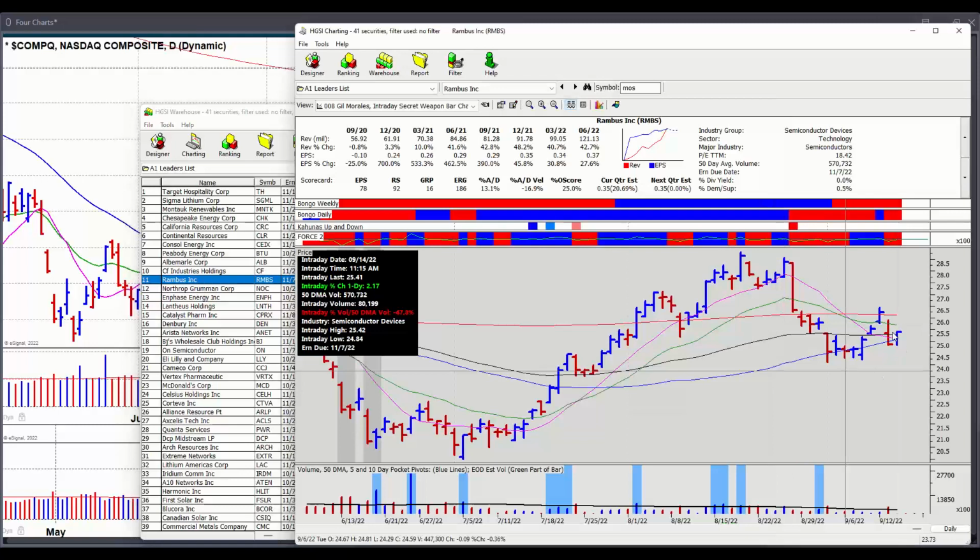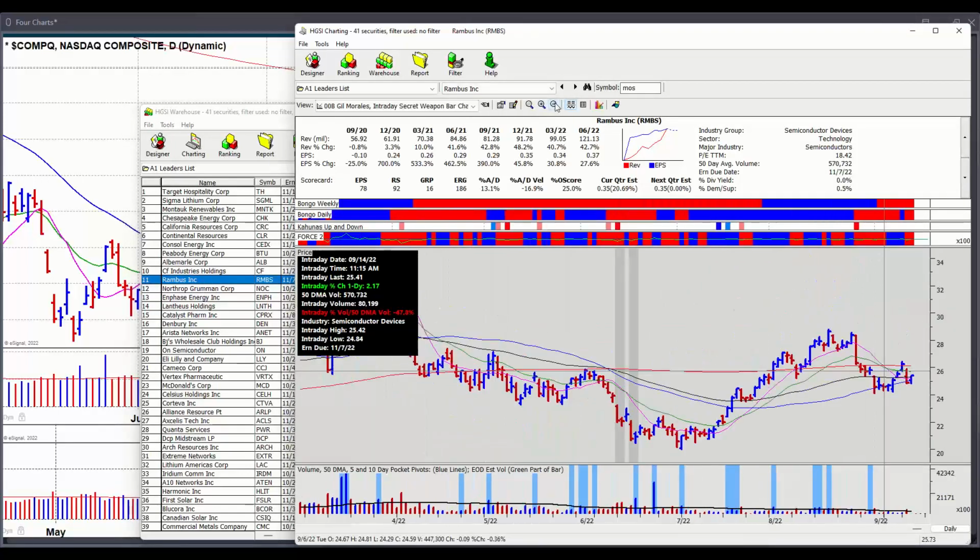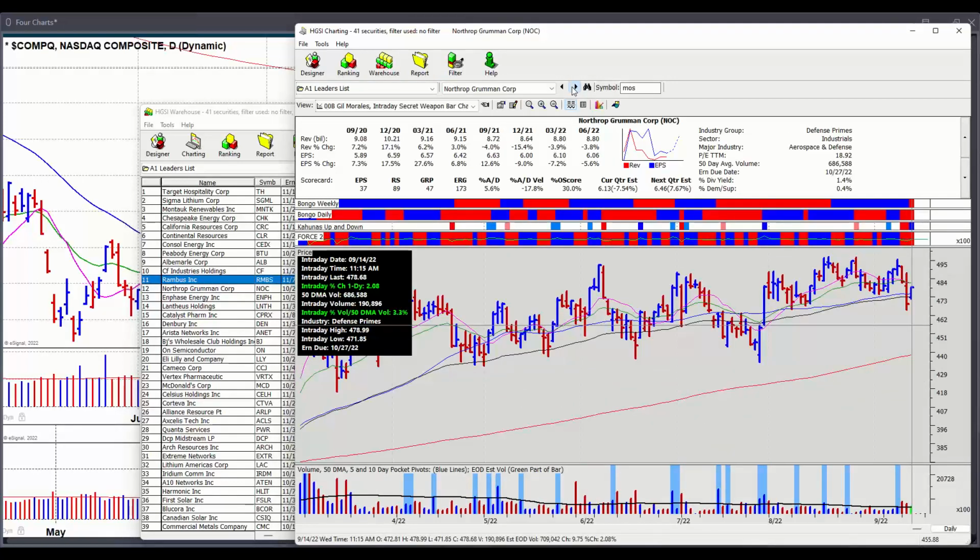Rambus, to me, looks like a late stage failed base. It's breaking down. You've got a double top type thing going on here along these highs. And so when it broke here, that was a trigger through the 10 and the 20. Now you get a rally back into the 200, which has come into play, and now you're bouncing off the 50. Watch for resistance along the 200-day line. I think it's probably going lower.